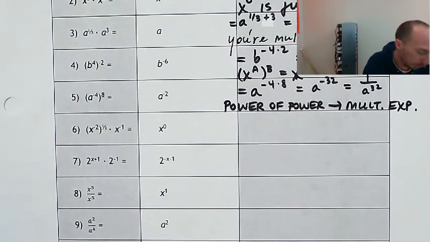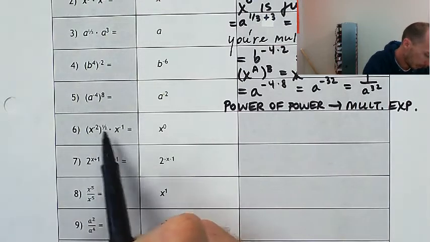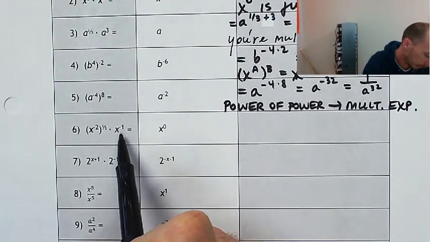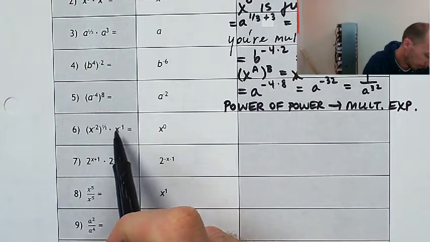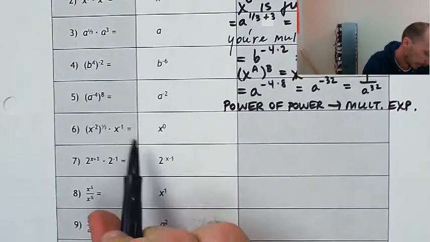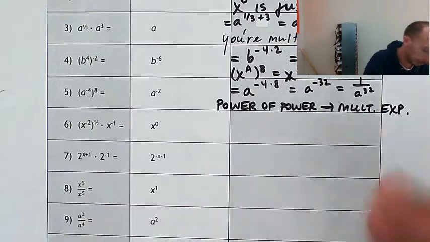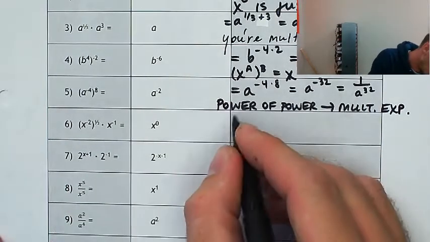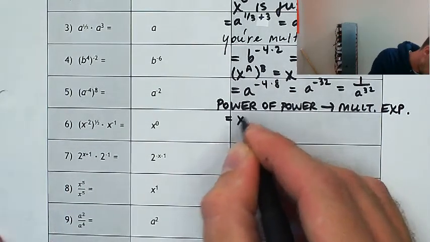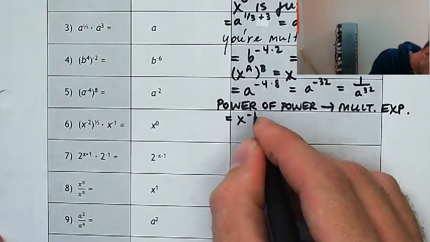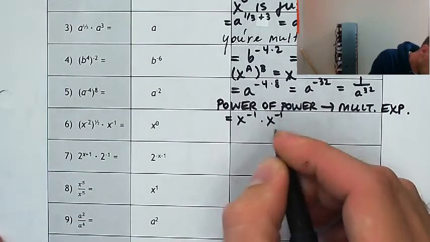All right, x to the negative 2 to the 1/2 times x to the negative 1 equals x to the 0. I'm not sure what would, negative 1 times negative 1, I don't know. It barely even looks like a negative 1, I just know it's there. I'm not sure how you made this error. It's all right. We're going to multiply the exponents. X to the negative 2 times 1/2 is negative 1, times x to the negative 1.